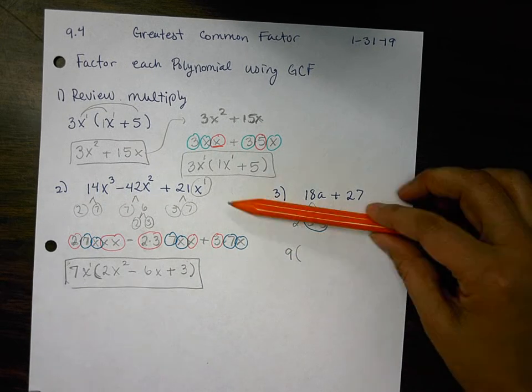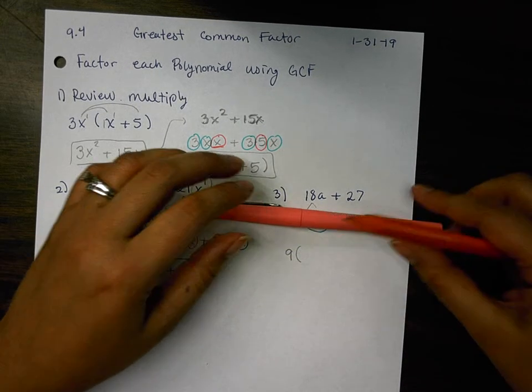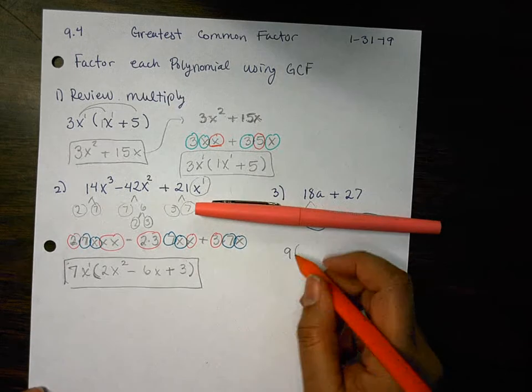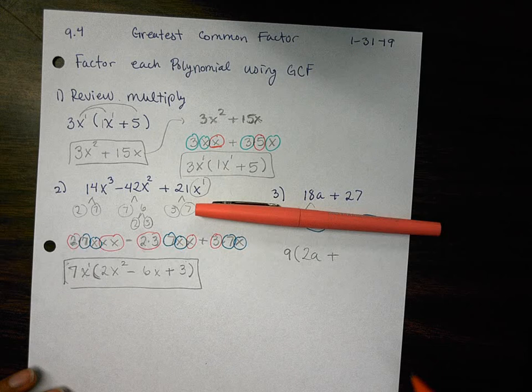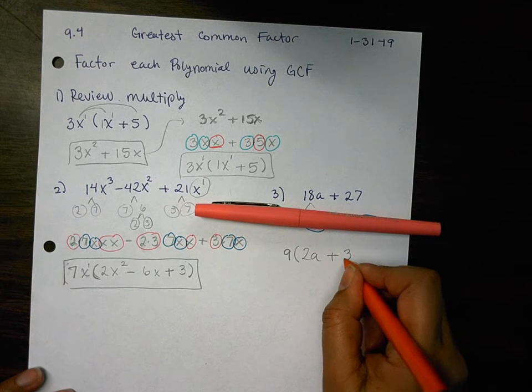All right. 9 times what is 18a? 2a. 9 plus what is 27? Or 9 times what is 27? 3.